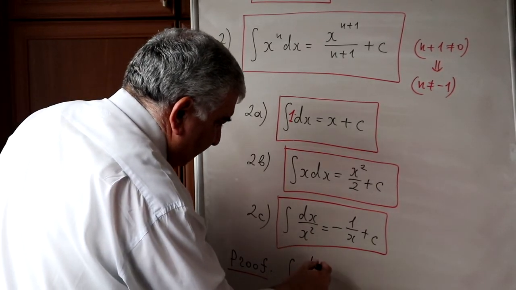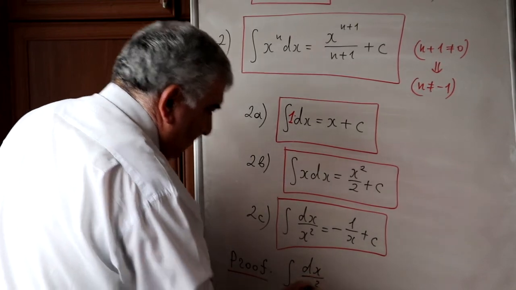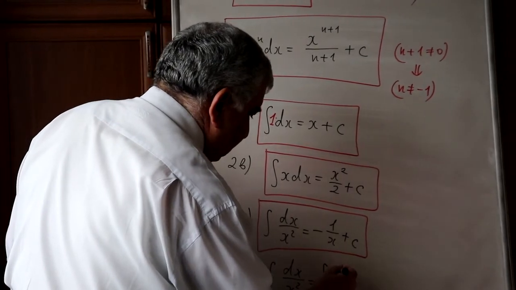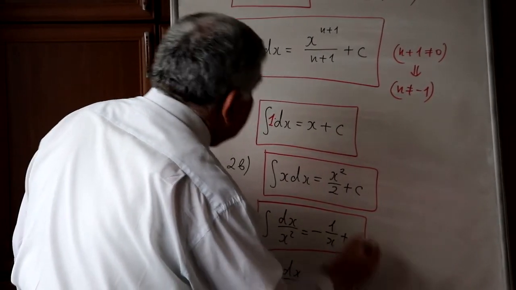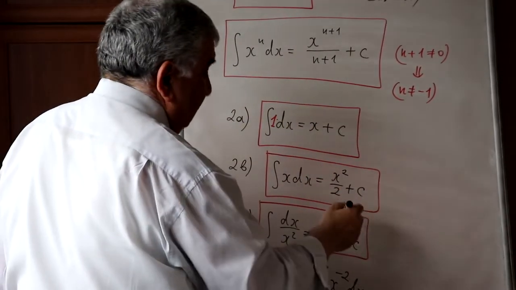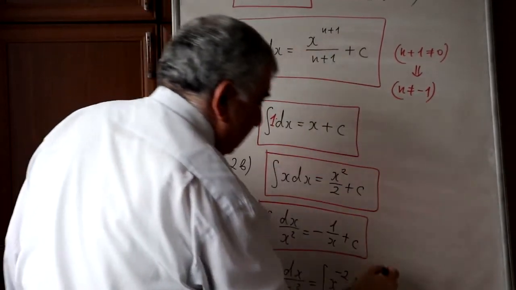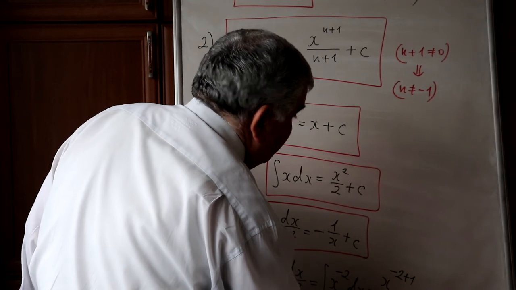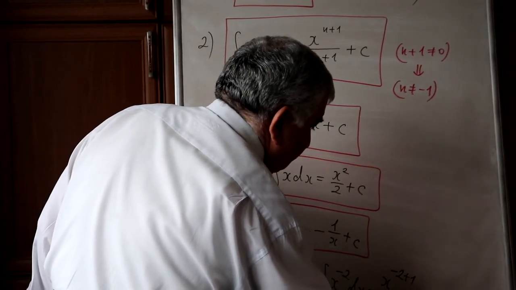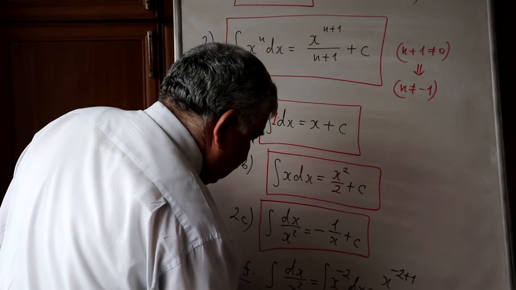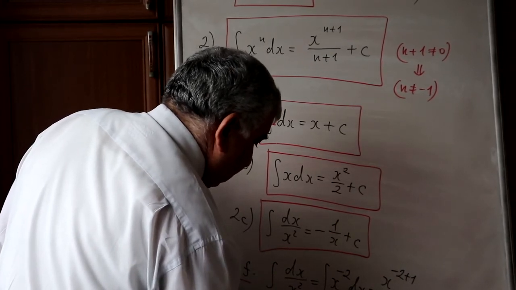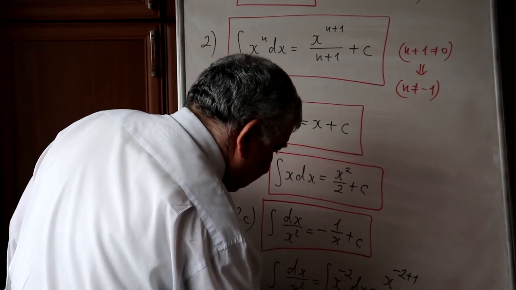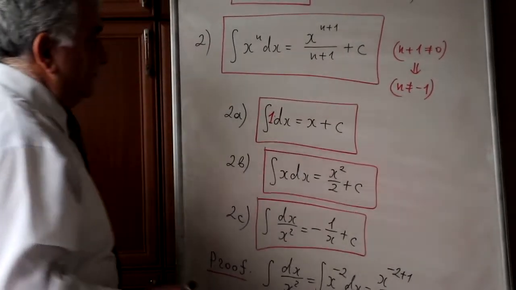Integral dx over x squared is equal to integral of x to the minus 2 dx. Here n is minus 2. Then substitute minus 2 instead of n in this formula. x to the minus 2 plus 1 over minus 2 plus 1 plus c equals x to the minus 1 divided by minus 1 plus c, and it is equal to minus 1 over x plus c. Then continue.